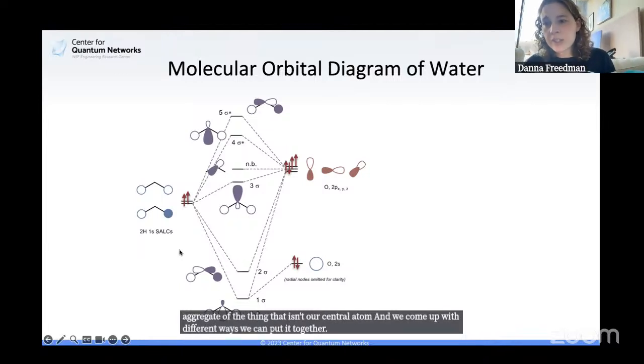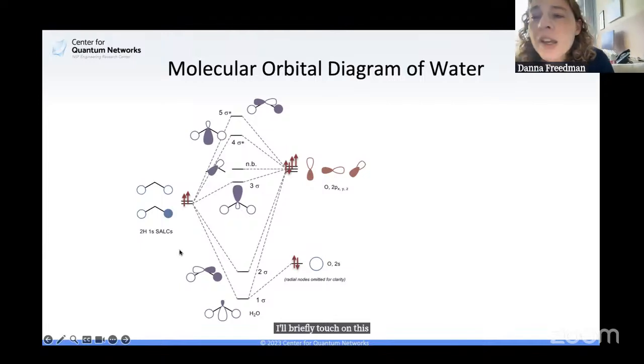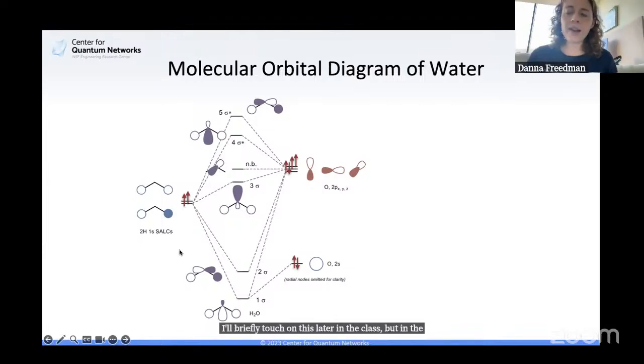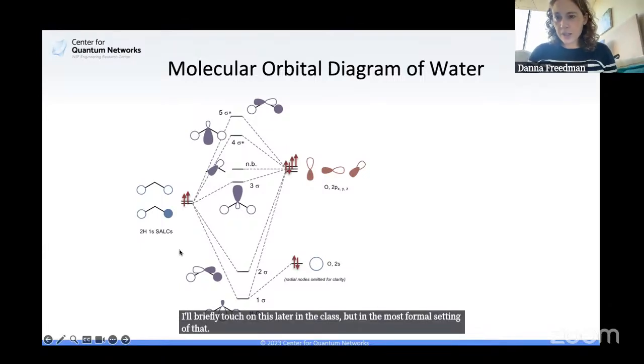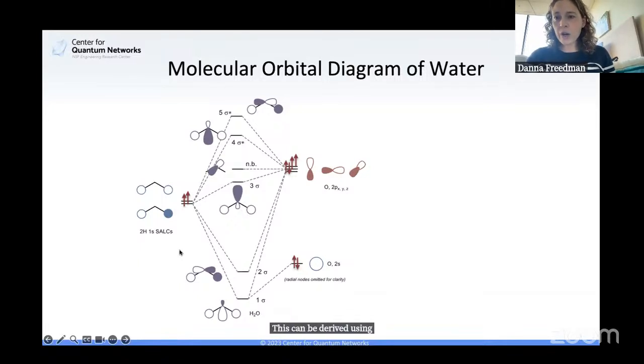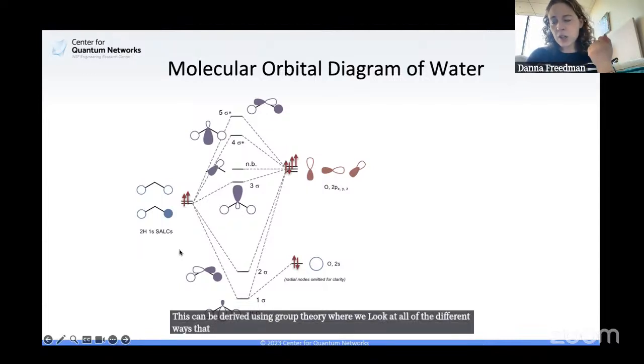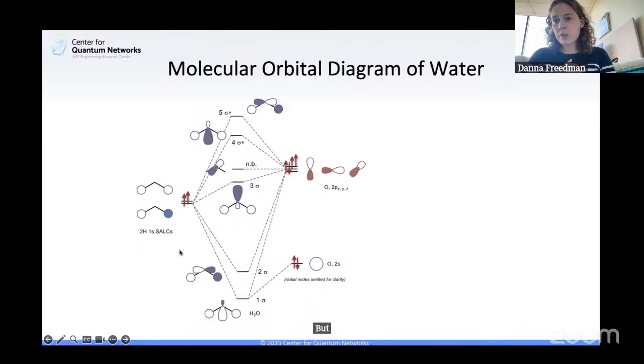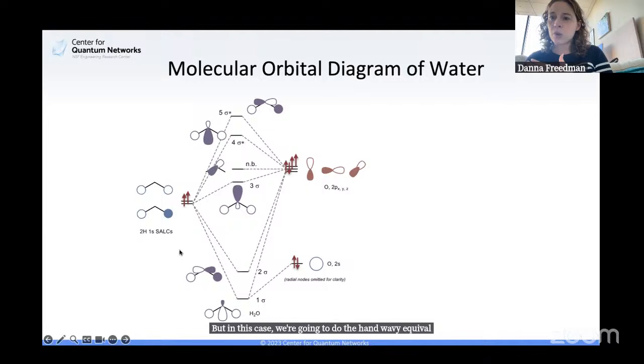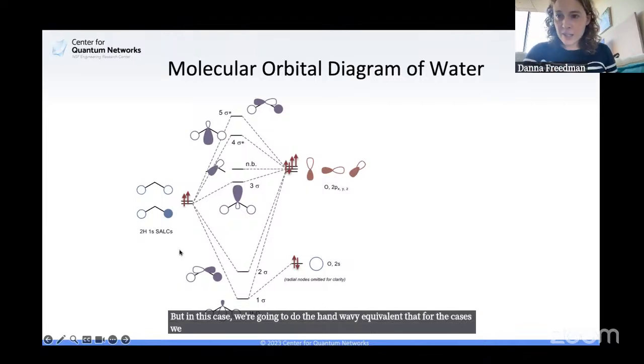I'll briefly touch on this later in the class, but in the most formal setting of that, this can be derived using group theory, where we look at all of the different ways that these sets are mathematically allowed to transform. And I'll show you one chart later of what the group theory analysis would give you. But in this case, we're going to do the hand-wavy equivalent that for the cases we're looking at will give us a very similar answer.